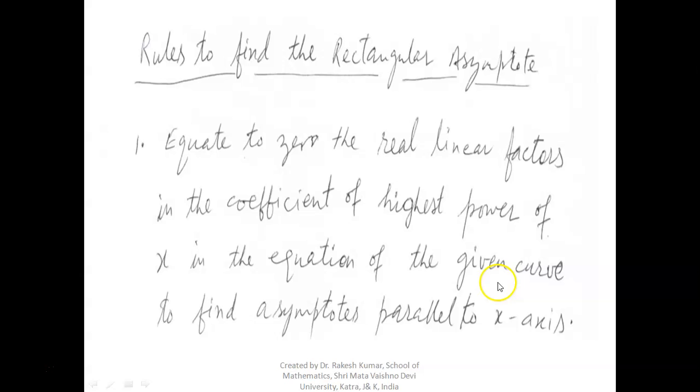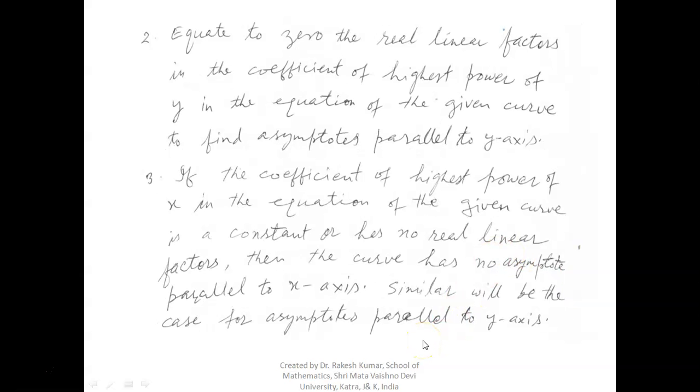Now what are the rules to find the rectangular asymptotes? Equate to 0 the real linear factors in the coefficient of highest power of x in the equation of the given curve to find asymptotes parallel to x-axis. The second rule is to equate to 0 the real linear factors in the coefficient of highest power or degree of y in the equation of the given curve to find asymptotes parallel to y-axis.